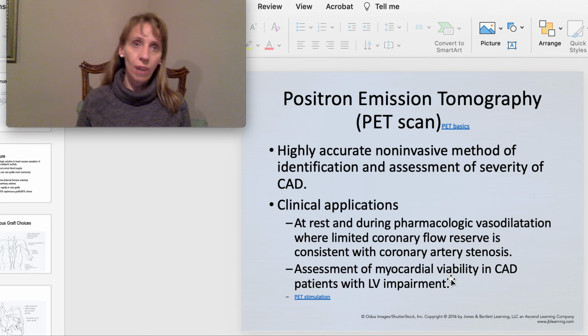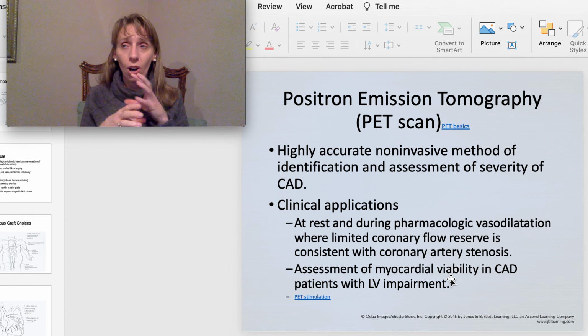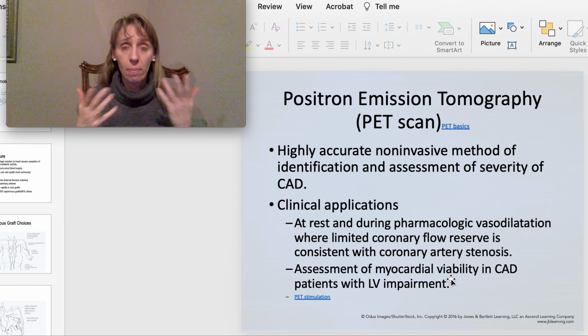So they can do it at rest, and then with pharmacological vasodilation. What that means is they inject medicine into the heart, which then starts beating, right? That's the pharmacological vasodilation. So the person's lying on the bed, they don't feel good, because it's pretending that it's exercising, right? That's what the medicine does.